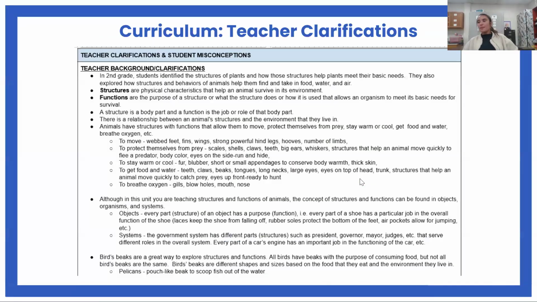Okay, so within the curriculum, we have our teacher clarifications section. This is really helpful for you to read over prior to teaching the learning target. It includes some definitions as well as what students learned in second grade related to this TEK. It gives you the definition, examples, and the parameters of what needs to be taught in third grade, because we know they see this again in fourth and fifth as well. It talks about the different functions of animal structures and gives you really good background. Someone in the chat said it's really helpful to have the language of the discipline, and this is a really great resource to make sure that you're hitting that.